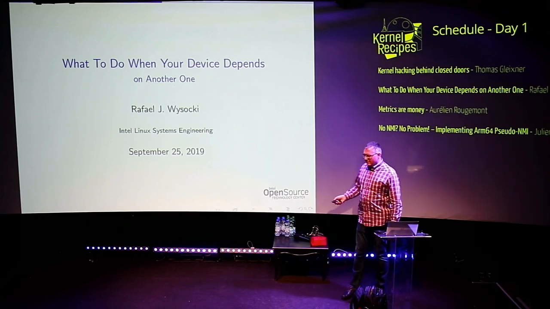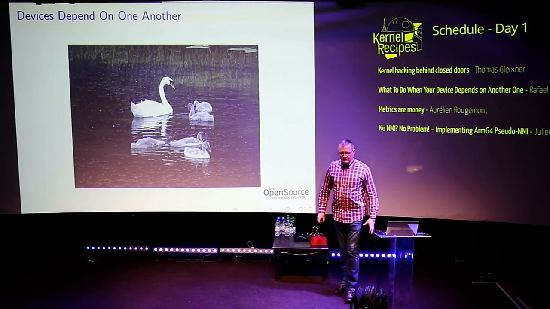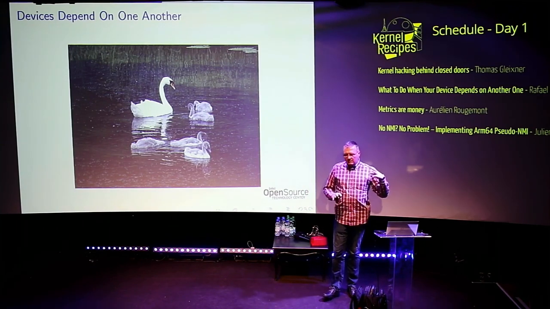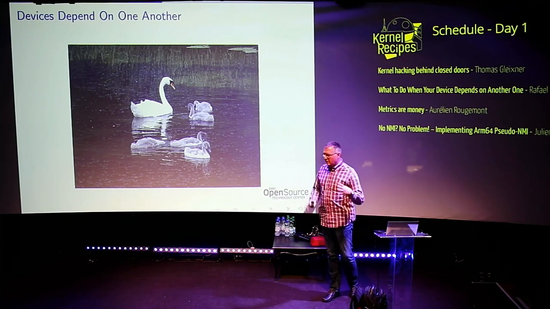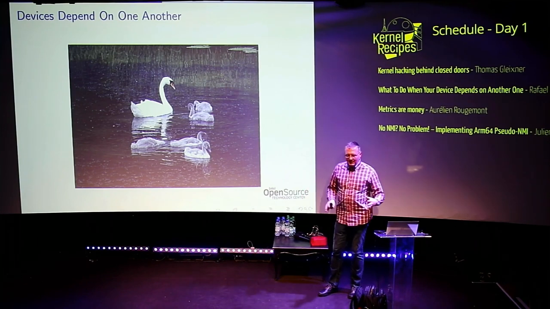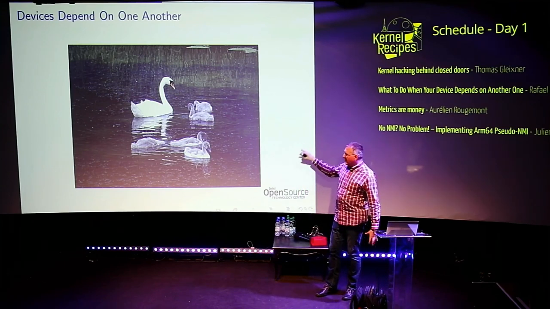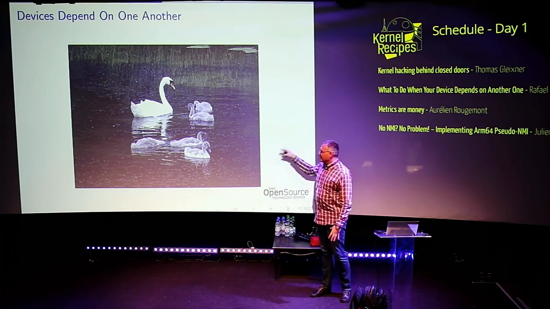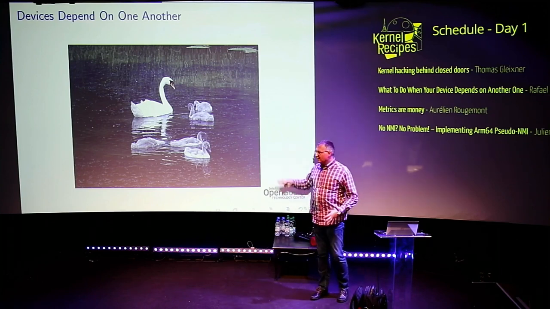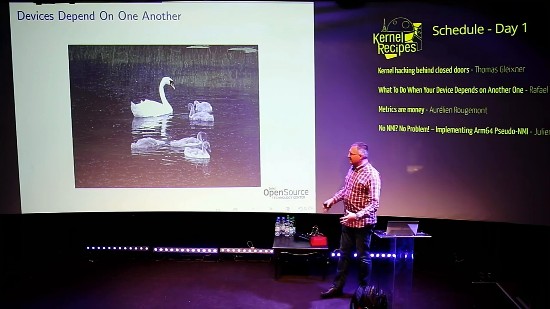All right, so it is all about dependencies between devices. In a modern system, if you take a modern computer or a mobile phone or something like that, obviously devices depend on one another in different ways. Sometimes it is simple, sometimes it is more complicated. In simple cases, some of the devices are parents of the other devices, like in this photo, the big white swan is a parent and the gray ones are children. They obviously depend on the big one. So this is a simple case.